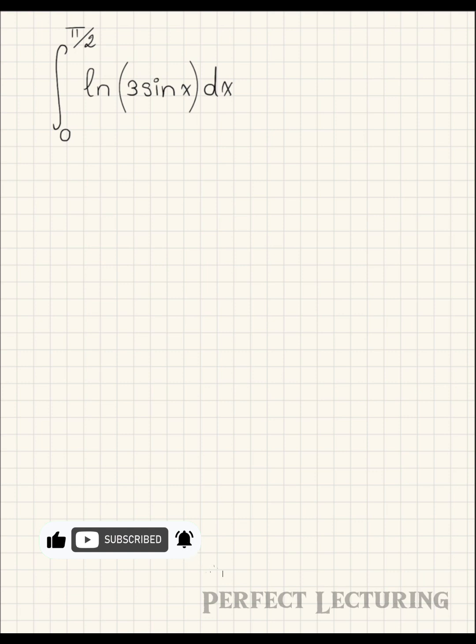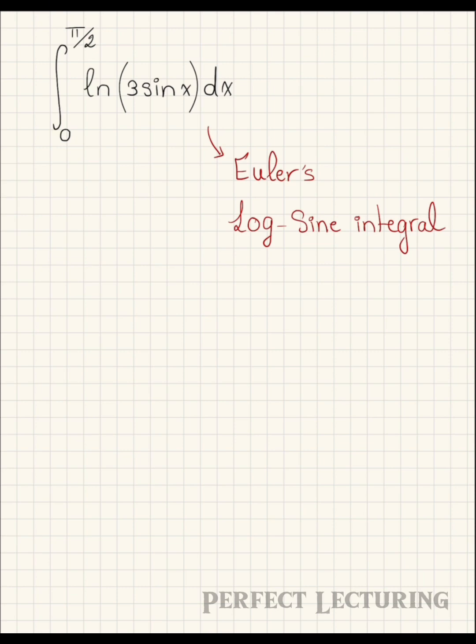Integral from 0 to pi over 2, the ln of 3 sine of x dx. And this is called the Euler's log-sine integral. A similar integral was introduced by Leonhard Euler in the year 1769. So the integral that Euler solved that year was the ln of 1 times sine x. Alright, how do we approach this question?